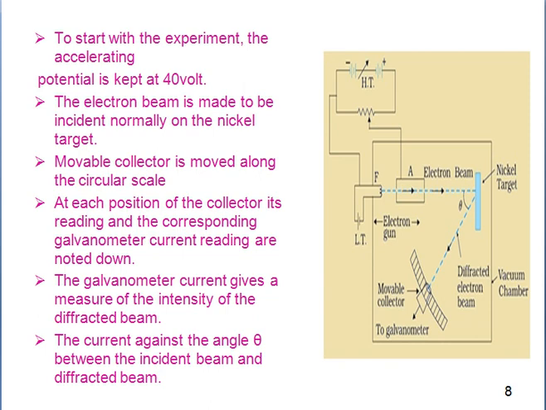When the electron beam is incident on the nickel target, it is diffracted. A movable collector collects the diffracted electrons, and the current in the galvanometer gives the intensity of the electron beam. So this is the working of this experiment.